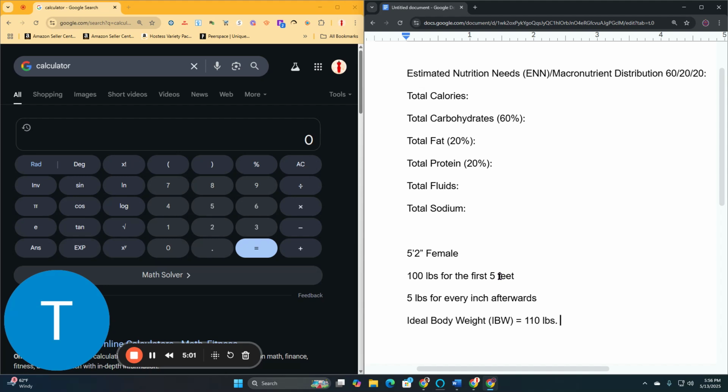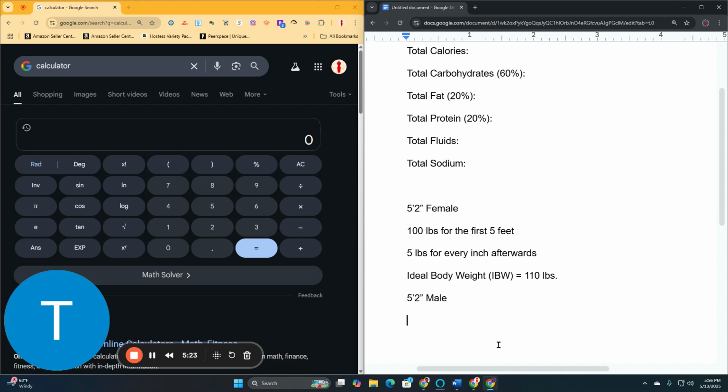Now, let's say I was 5'2" and I were a male. Then it is 106 pounds for the first 5 feet.